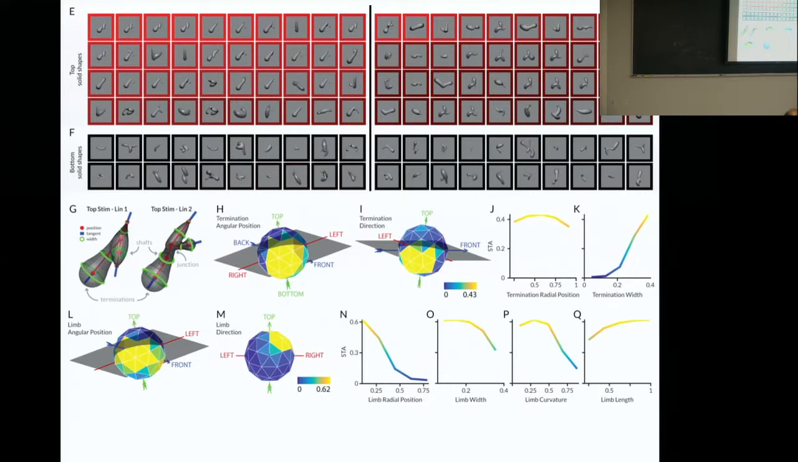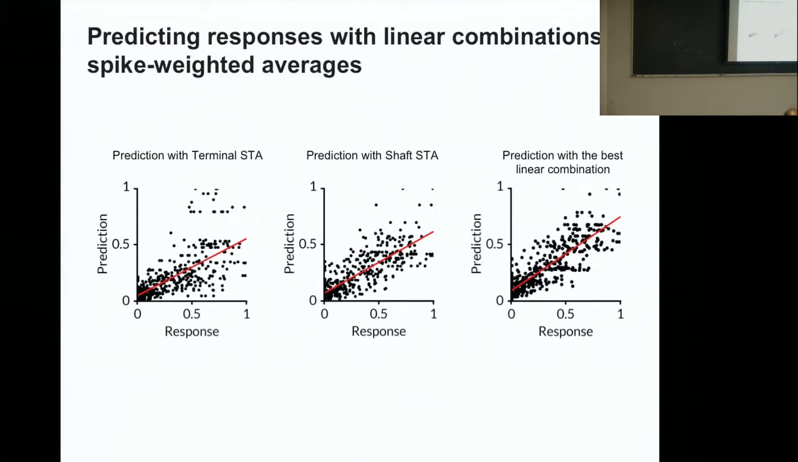So these are all the plots I've already shown you, and even though we weren't trying to make a model, we're claiming that this is something about how V4 is really working. We did look at how good the predictions based on this spike-weighted average could be relative to the observed responses, and they're pretty good. For this neuron, because it cared about terminals and shafts, the predictions were best with a linear combination of the two.